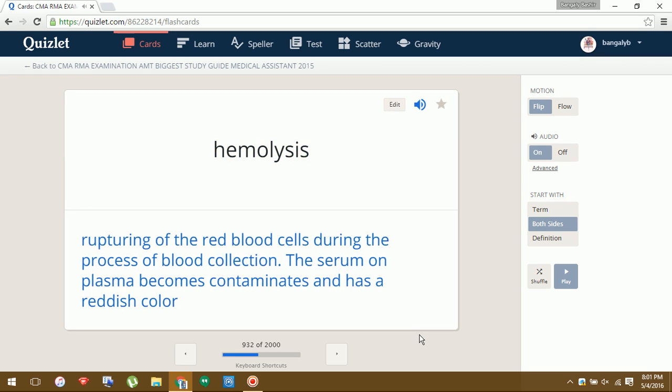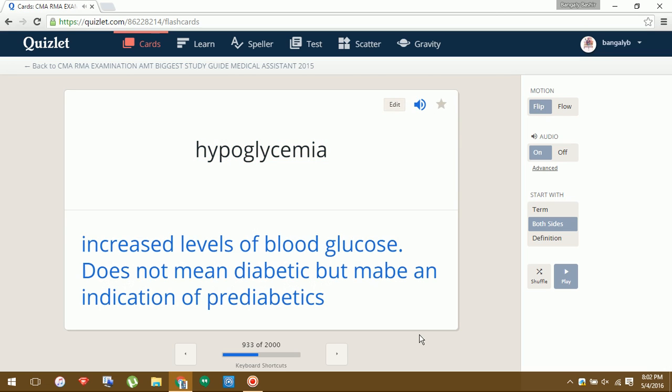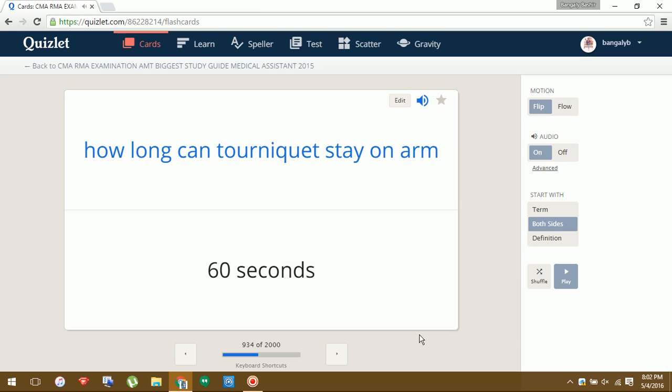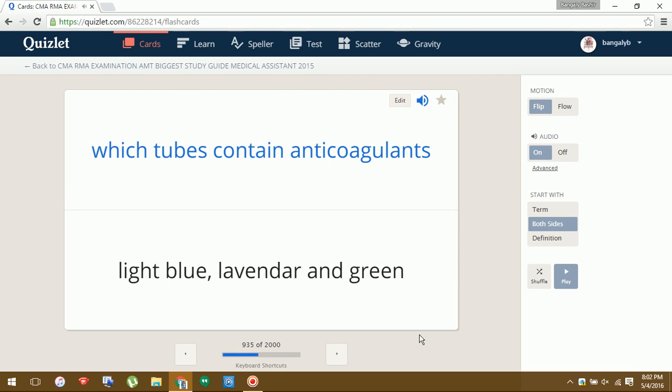Hemolysis: rupturing of the red blood cells during the process of blood collection. The serum or plasma becomes contaminated and has a reddish color. Hyperglycemia: increased levels of blood glucose does not mean diabetic but may be an indication of prediabetes. How long can tourniquets stay on the arm? 60 seconds. Which tubes contain anticoagulants? Light blue, lavender and green.